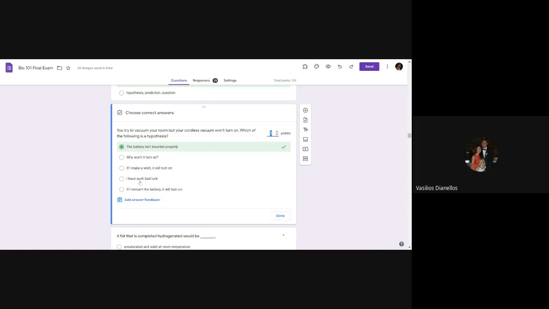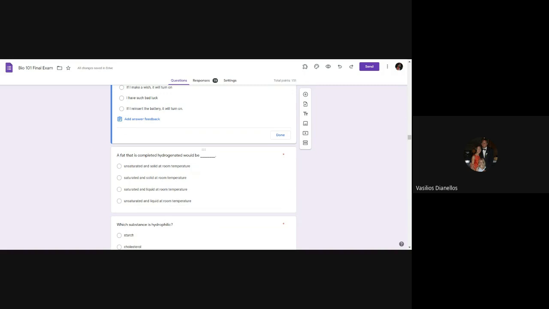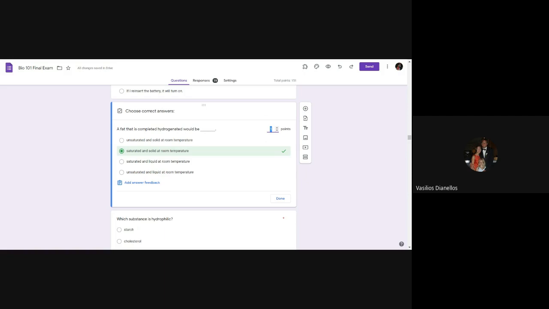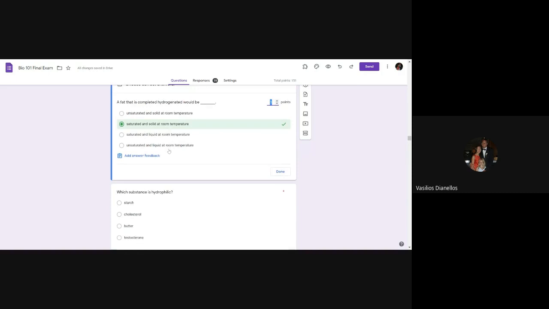A fat that is completely hydrogenated would be what? This is one of those where a lot of people should have at least gotten partial credit because of the way I did the grading. If it's hydrogenated, that means it has all the hydrogens it can, which means it's saturated, which means it's solid at room temperature. That's not one of those partial credit ones. So yeah, you either got it right or you got it wrong. So that's the answer. Unsaturated, no, that would be incorrect. It's just saturated and solid at room temperature. And I've already talked about why that is the case, but contact me if you need me to explain it again.